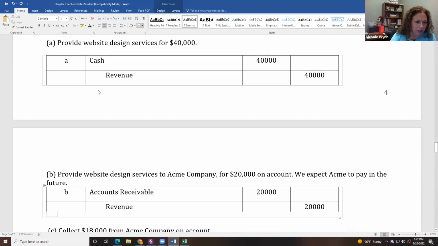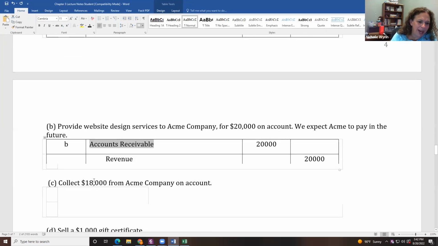So I want you to notice the difference between transaction A and B. They are exactly the same, except for this one, I received the money now, and this one, I'm going to receive the money later.